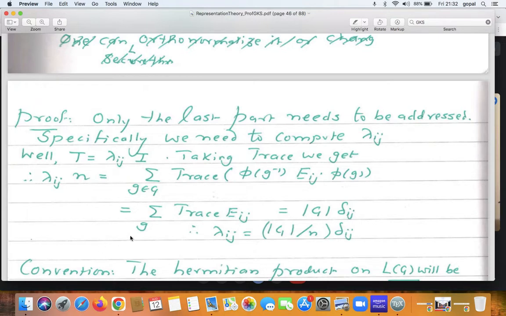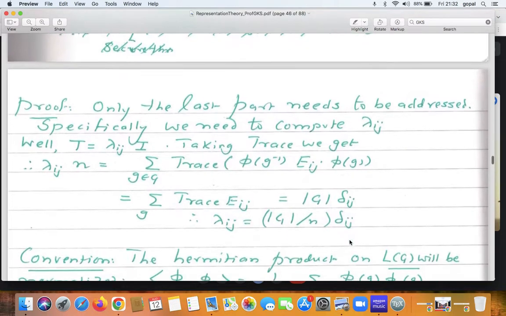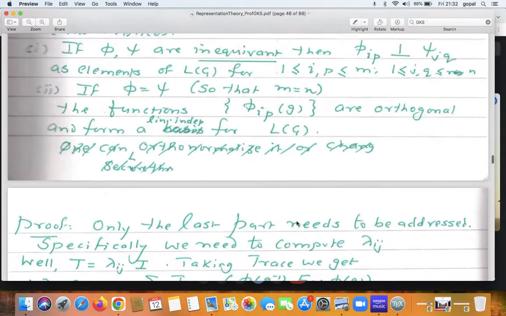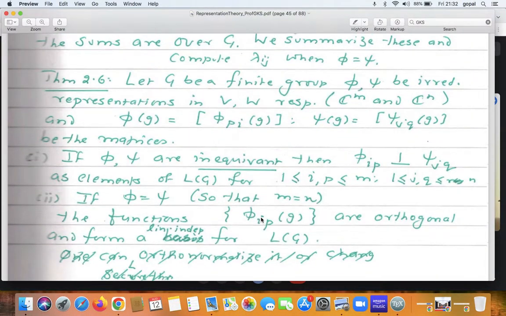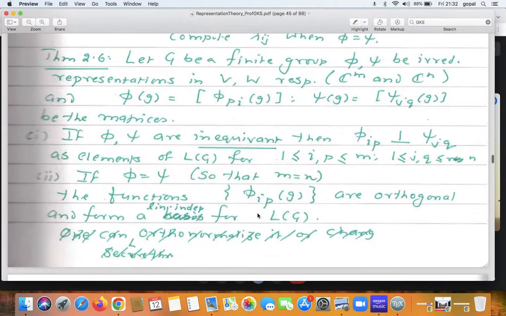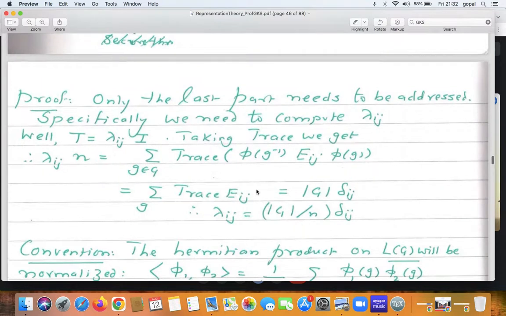because you're summing over G. Trace E_ij will be 0 if i is not equal to j. If i is equal to j, it will be 1, and you're summing over G, so it's going to be 1, 1, 1, 1, |G| times. So lambda_ij will be |G| by n times delta_ij. So we have computed the lambda, and we got that they are orthogonal. If I take a specific one and take its inner product with itself, I get a non-zero number. This is clear?